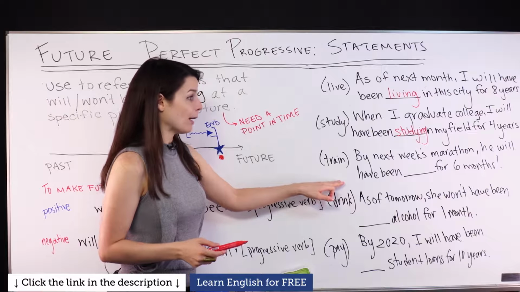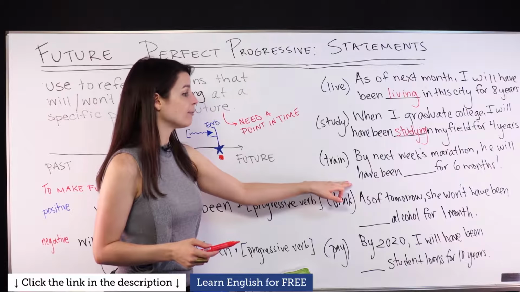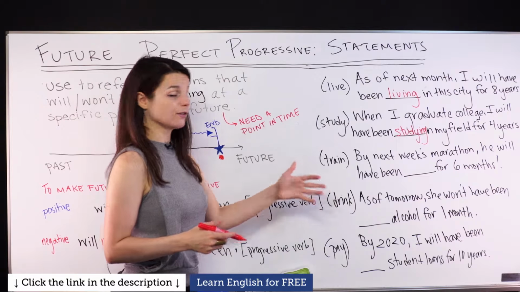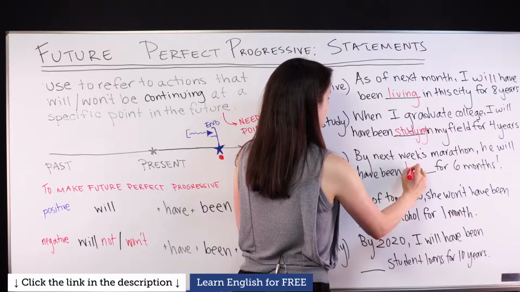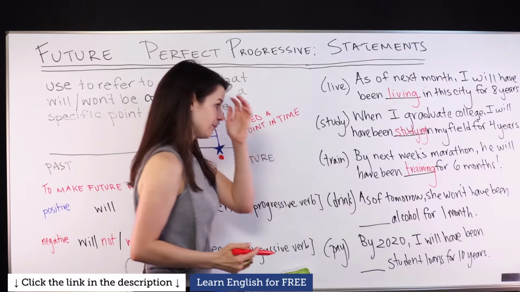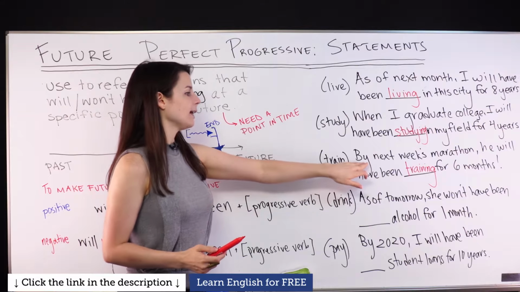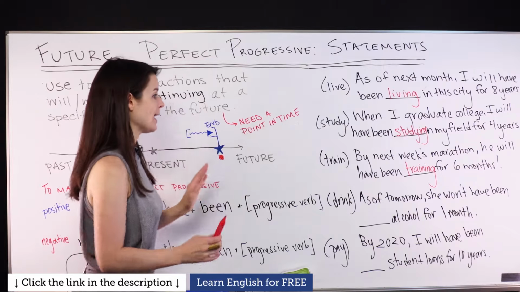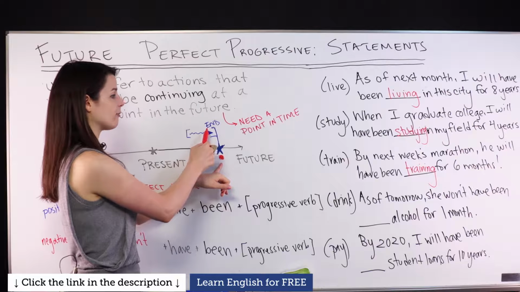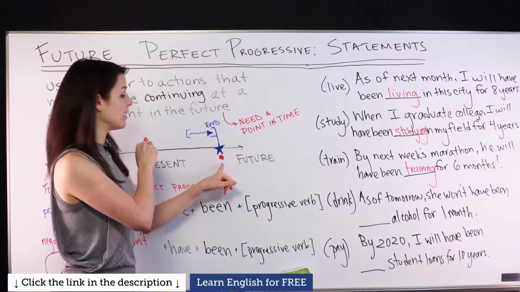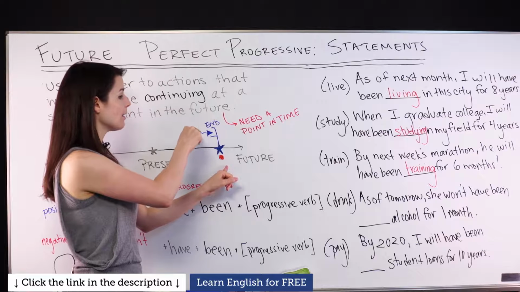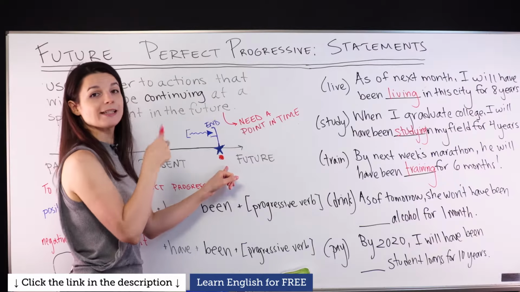By next week's marathon, he will have been something for 6 months. So train, the progressive form is training. He will have been training for 6 months. So here, our deadline is marked with by. By next week's marathon, he will have been training for 6 months. So at this point in time next week, the total time of his training will be 6 months.